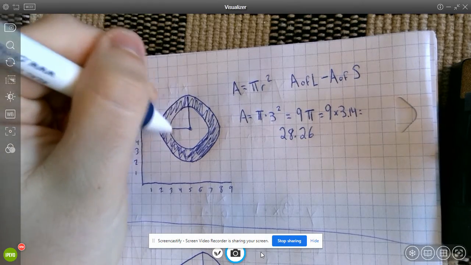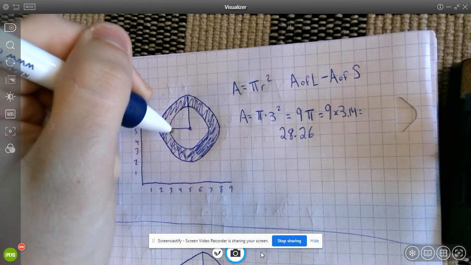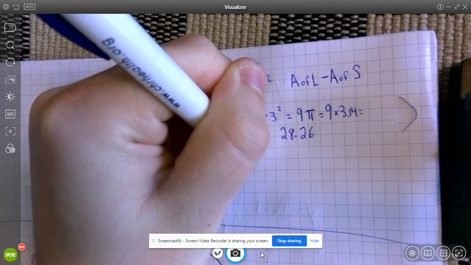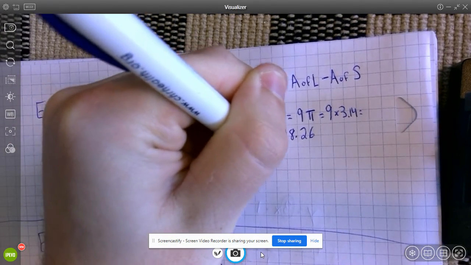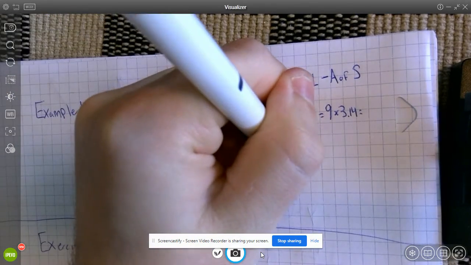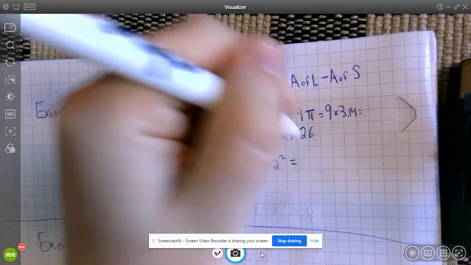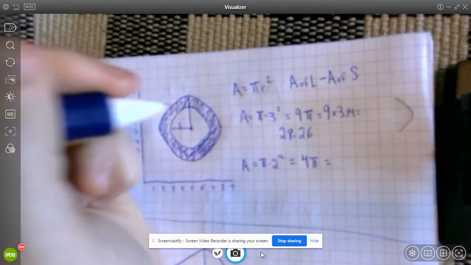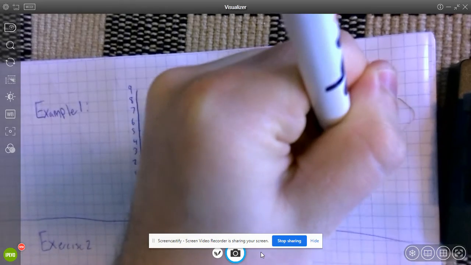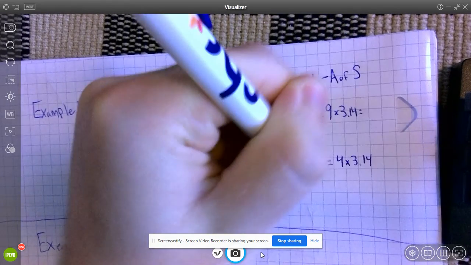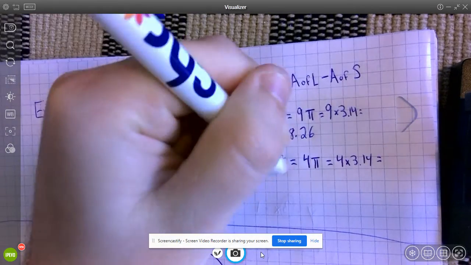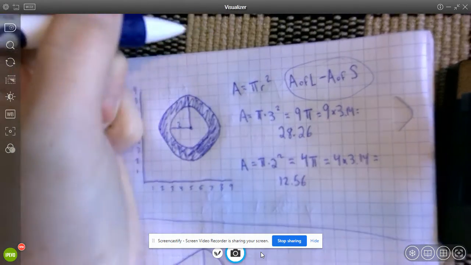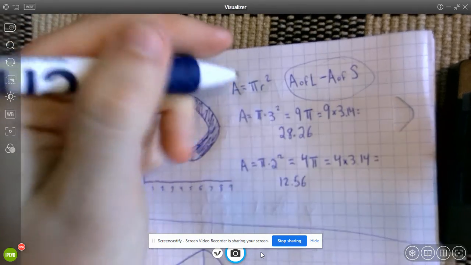Now that's the area of the large circle. What we need to do now is cut out that center circle, which has a radius of 2. So we're going to do the same thing for that circle there. We're going to do pi times 2 squared this time instead of 3 squared. Well, 2 squared is 4, so that'll give us 4 pi. And if we do 4 times 3.14, once again, we get an area of 12.56.